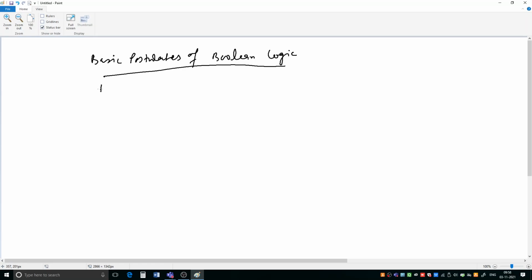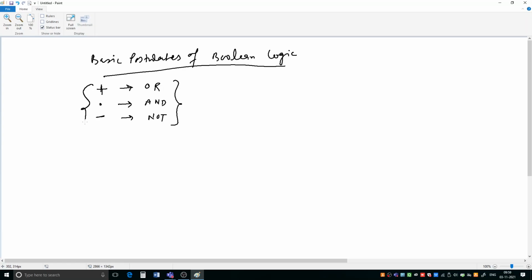We can perform the plus operation. Plus indicates OR, then the dot operation indicates the AND operator, and then the bar operation indicates the NOT operation. So these three logical operators we have discussed: plus means OR, dot means AND, and bar means NOT.